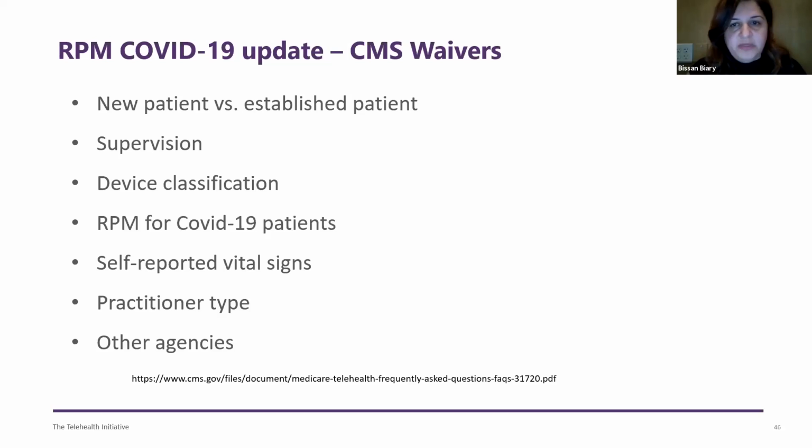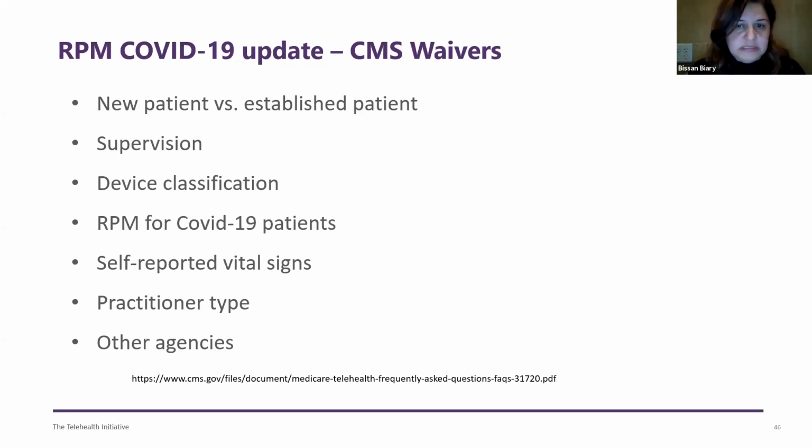And one small thing that came in the chat is the descriptor for what devices you can use. This is from CMS: the CPT descriptor for the RPM codes requires that the device used to capture the patient's physiological data must be a medical device as defined by the FDA.